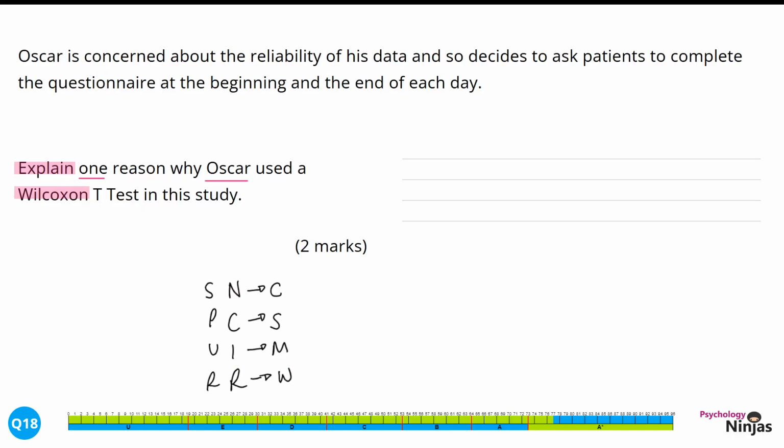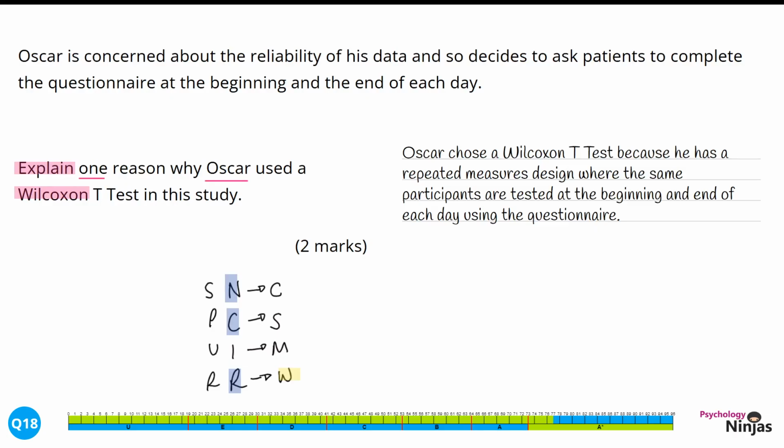For this question, we know we have a Wilcoxon t-test, so we're using our decisions in order to decide why we've got this test. So we're talking about it being a repeated measures design, that it's a test of difference rather than a correlation, and that there's at least ordinal data. Remember, the question is only asking us for one reason, so let's have a look at our response.